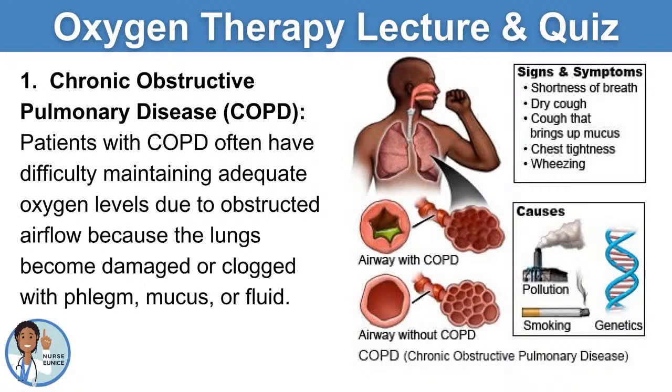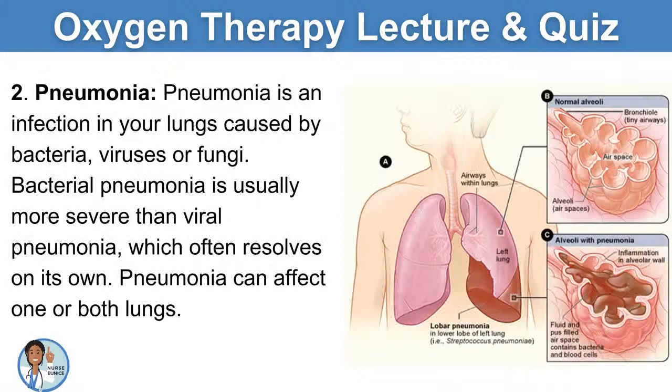Some of the signs and symptoms of COPD could be shortness of breath, dry cough, a cough that brings up mucus, and also chest tightness and wheezing. And some of the causes could be smoking, pollution, and genetics. So that one was COPD.